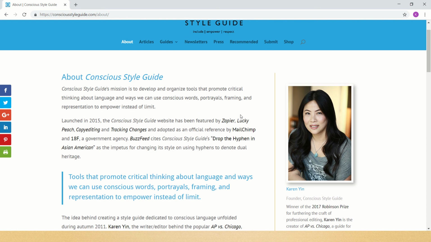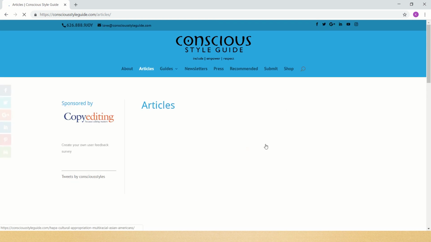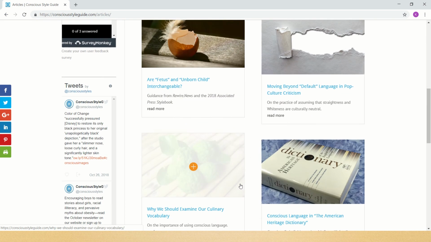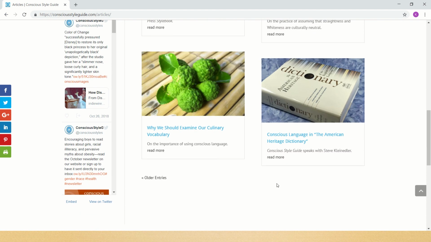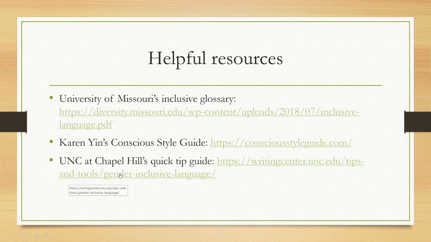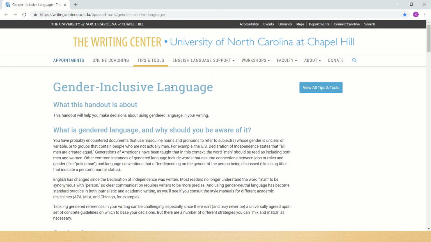This is an actual professionally done website, and it's very helpful. A lot of these articles were really interesting, and again, I've got this bookmarked to go over going forward. And finally, the UNC at Chapel Hill's quick tip guide. Again, this is just an overall reference guide, just like the University of Leicester's, some of those references that I used in the previous slides.